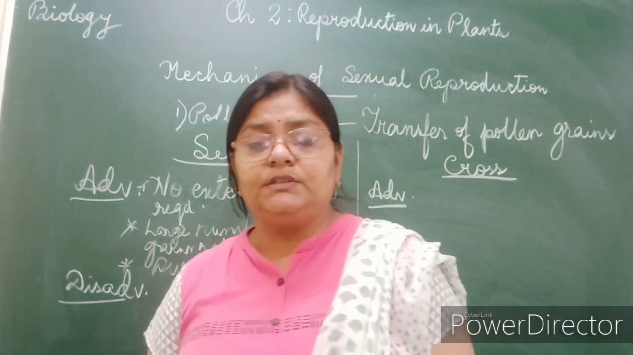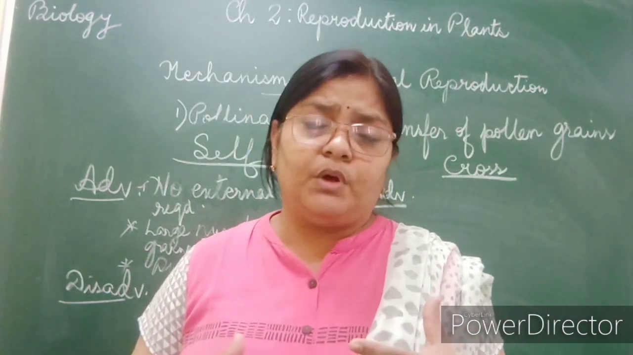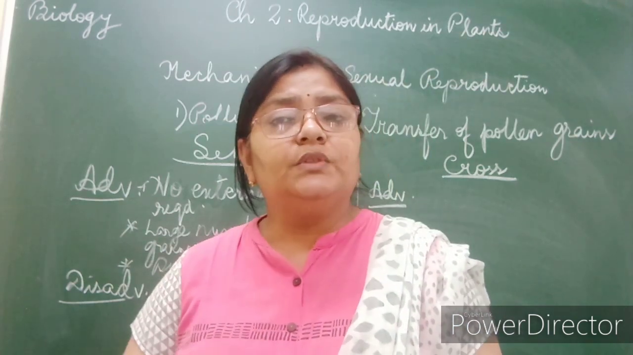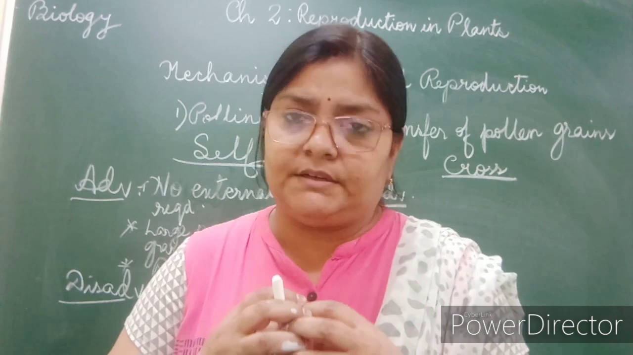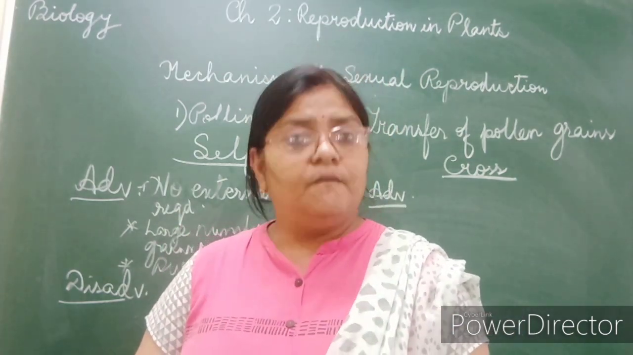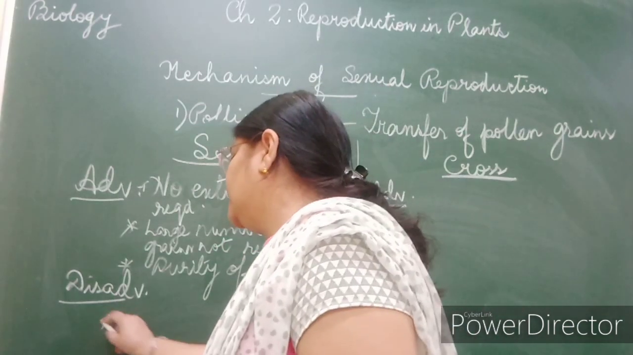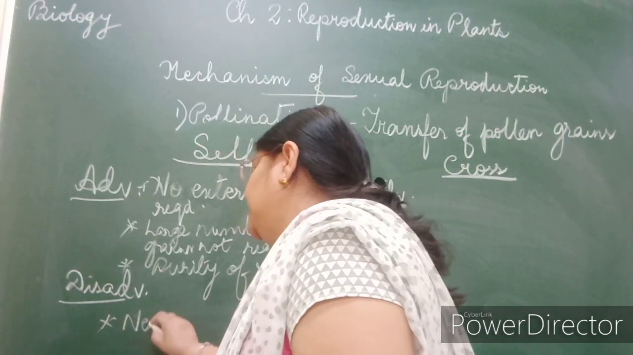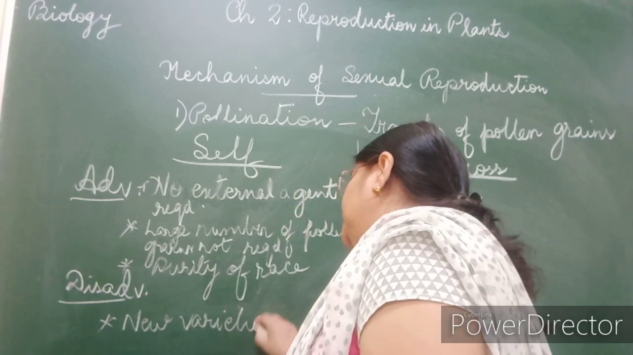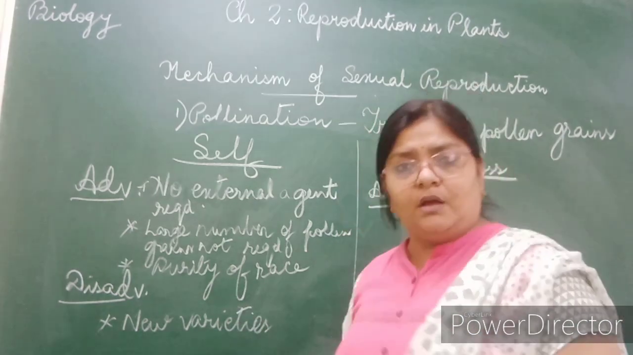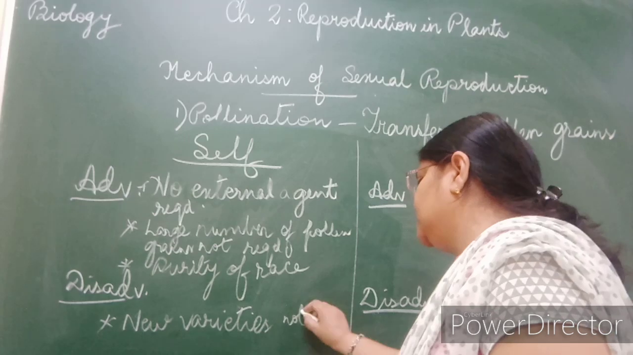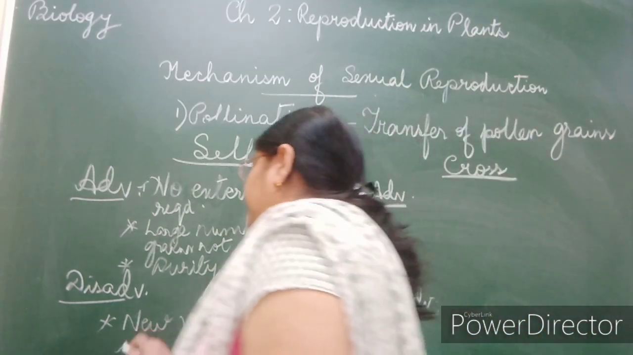In self-pollination, the same flower's pollen grains are getting fused, so there is no mixture of characteristics. Therefore new varieties cannot be formed. That is a disadvantage, isn't it? If there is a fusion of characteristics, there must be something better, something new coming out. New varieties are not produced.